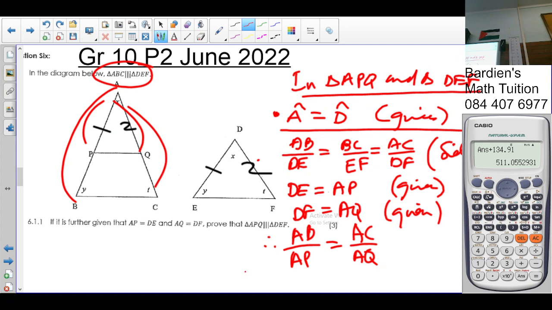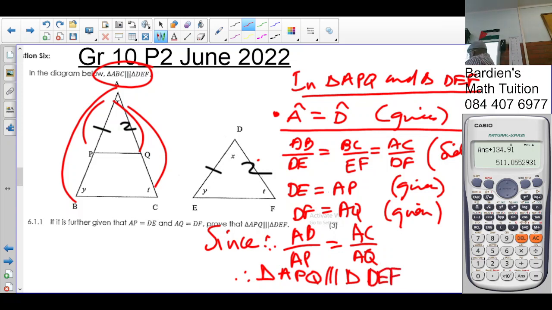So in conclusion, we have to say therefore triangle APQ is similar to triangle DEF. Why? Because sides in proportion. Okay. Is that what the memo says?